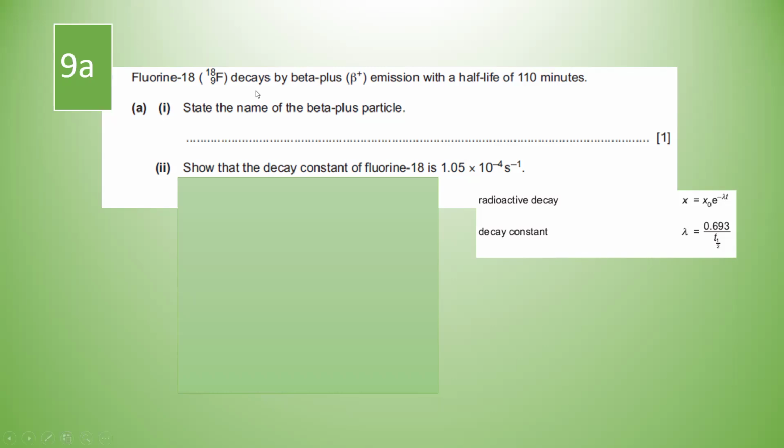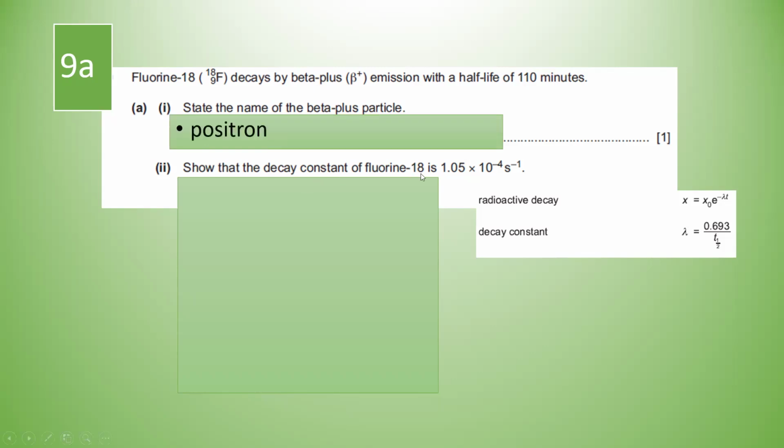Fluorine-18 decays by beta plus emission with a half-life of 110 minutes. State the name of the beta plus particle. What is it? Positron. Okay, good. Positron.